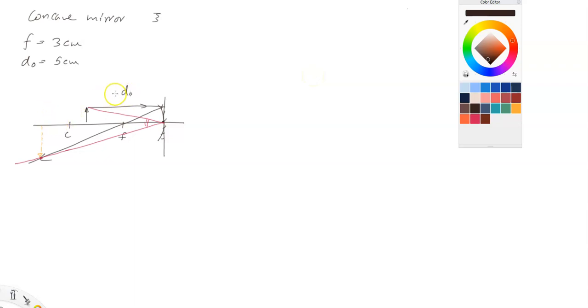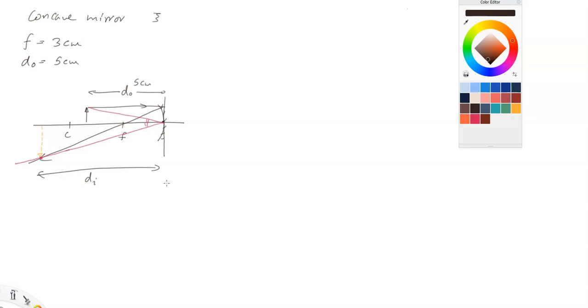Now this is your DO, 5 centimeters. This is your DI. You measure it from the mirror to where the image is. That's your DI. So by looking at it, it looks bigger than DO, so maybe like 7-8 centimeters. You can measure it. If you draw it very accurately, you get very good numbers.